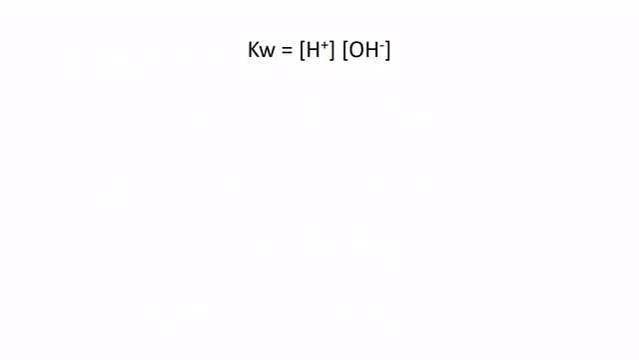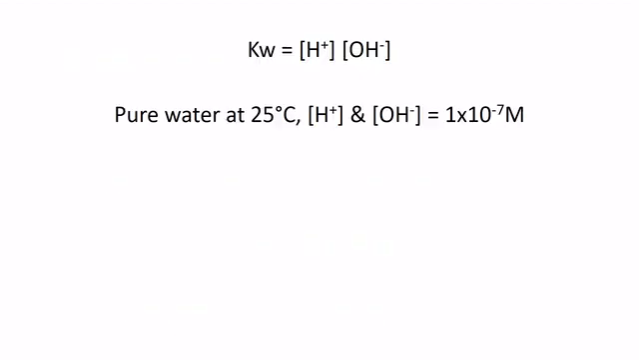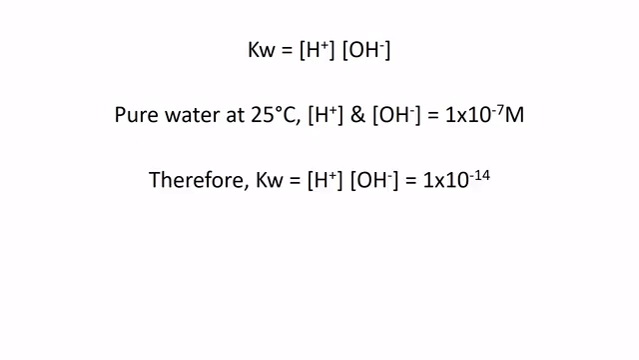For example, here's our Kw expression. So let's say we happen to have pure water at 25 degrees Celsius. At 25 degrees Celsius, we will find that our proton and hydroxide concentrations will both be equal to 1 times 10 to the negative 7th mole per liter. Therefore, Kw would also be equal to 1 times 10 to the negative 14th, because you would take the 1 times 10 to the negative 7th, which is the proton concentration, and the hydroxide, 1 times 10 to the negative 7th, multiply the two together, and of course you get 1 times 10 to the negative 14.